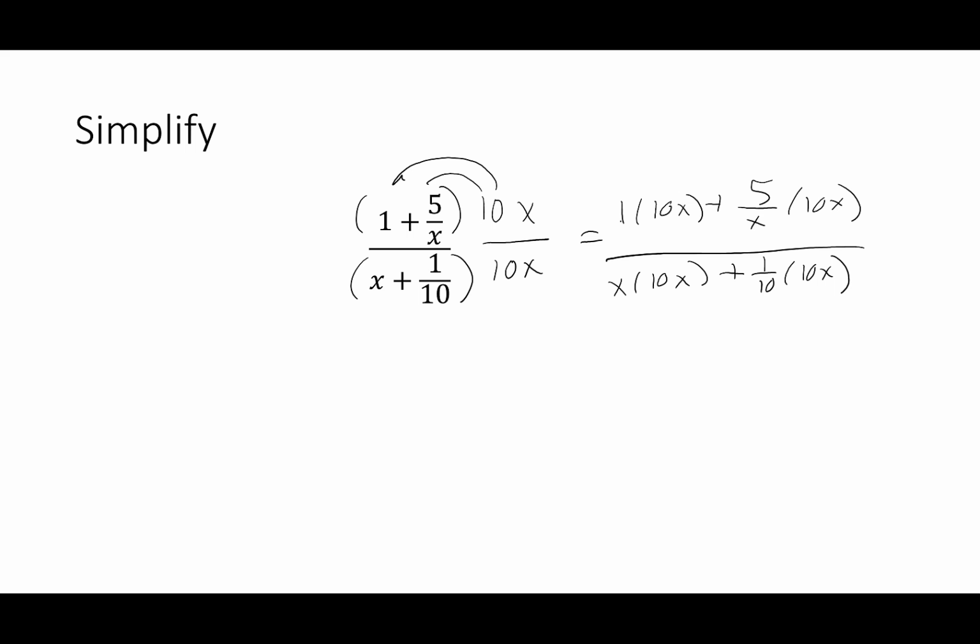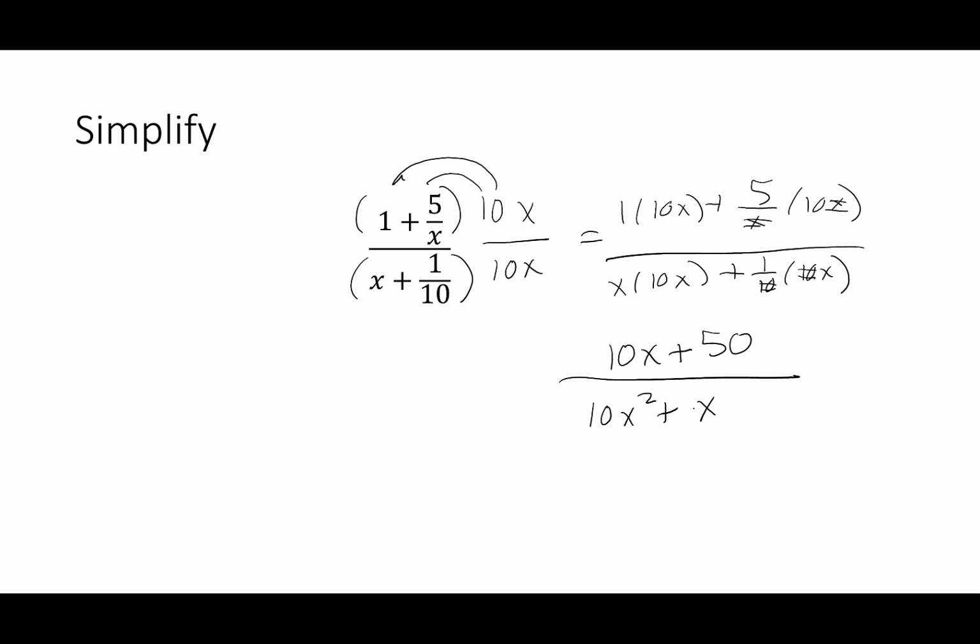Well, let's see what that looks like. 1 times 10x is just 10x. The x cancels the x. 5 times 10 is 50. And the denominator, x times 10x is 10x squared. The 10 cancels the 10, so I just have x.